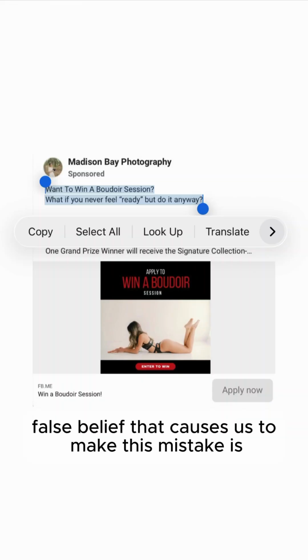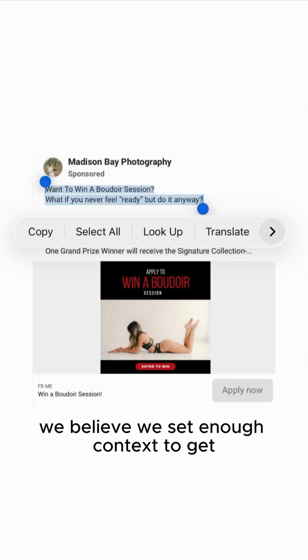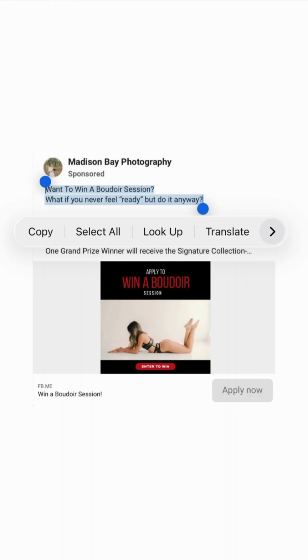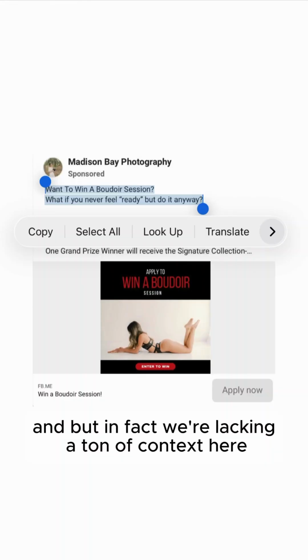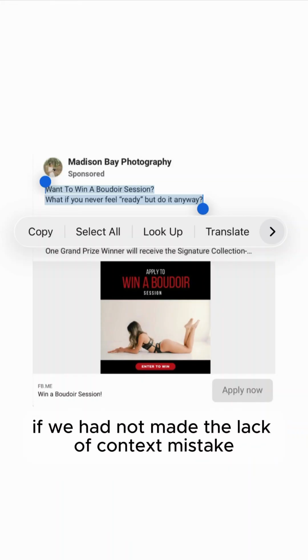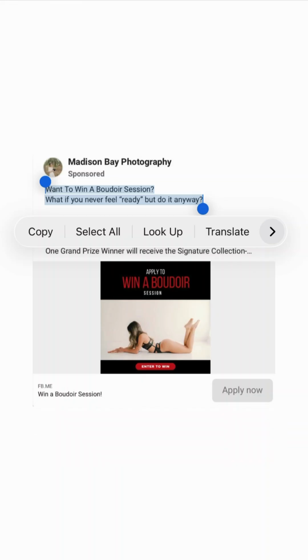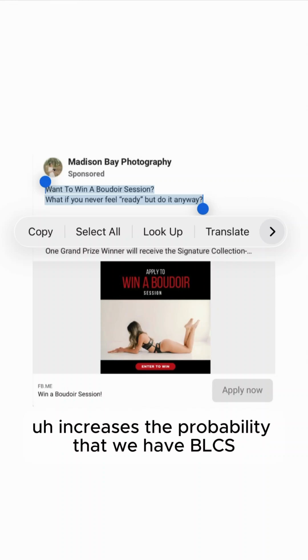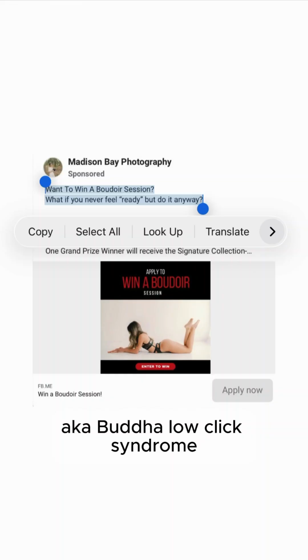The false belief that caused us to make this mistake is we believe we set enough context to get the optimized number of right women clicking on our ads. But in fact, we're lacking a ton of context here, and we're going to get way more women scrolling by our ads than necessary who could have been perfect if we had not made the lack of context mistake, and who would have clicked in and had a chance to buy from us. As a result, this pulls our unique CTR under 6%, and it increases the probability that we have BLCS, aka Boudoir low click syndrome.